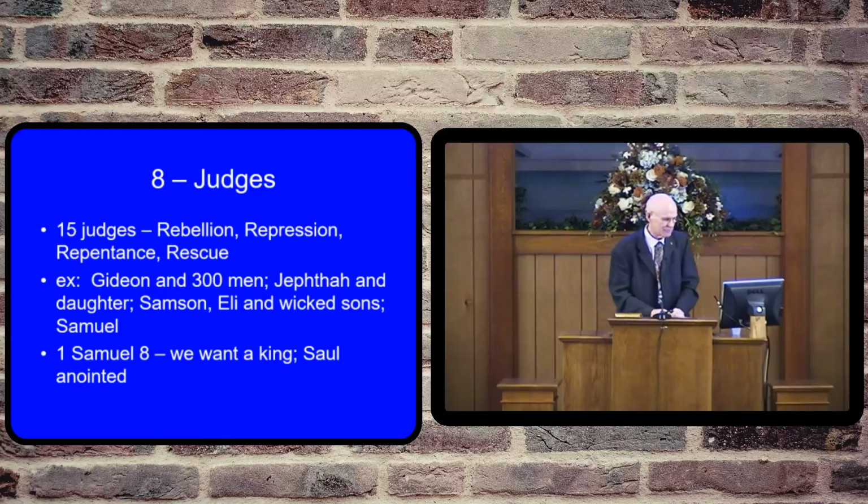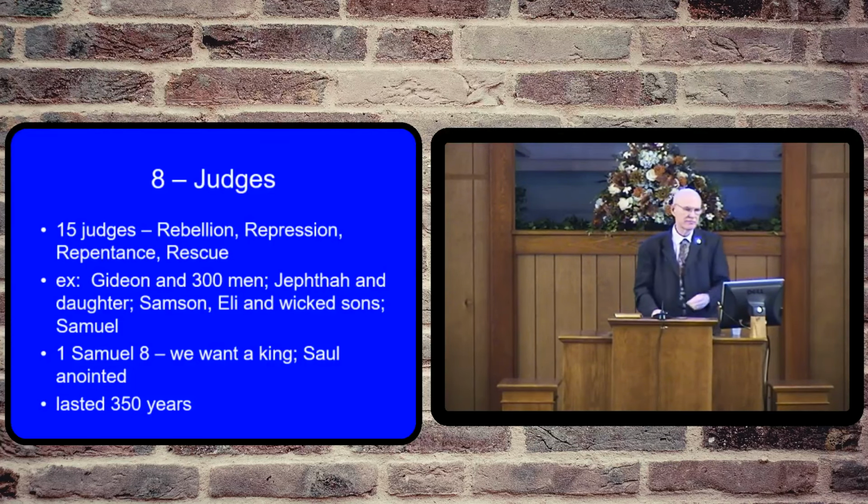It was during Samuel's time in 1 Samuel chapter 8, when the people said, we want to be like the nations round about us. We want a king to go out and lead us into battle. Samuel was hurt. God was hurt. But God said, give it to them. So instead of being ruled by the judges, led by God, they'll have a king. The period of the judges lasted about 350 years.